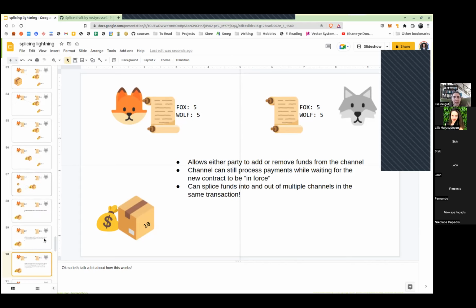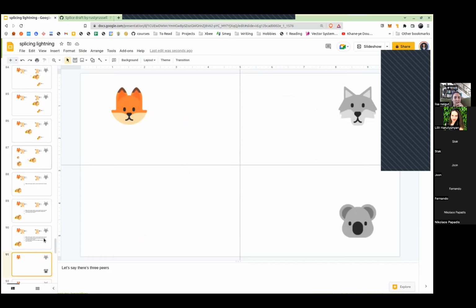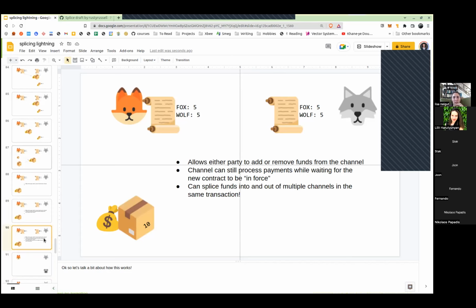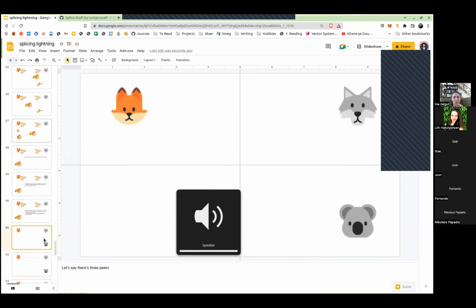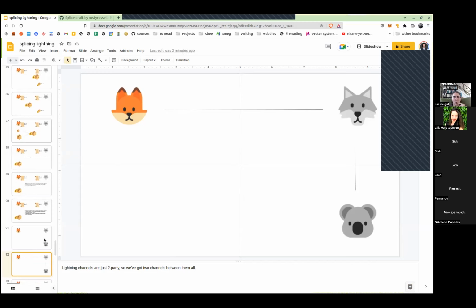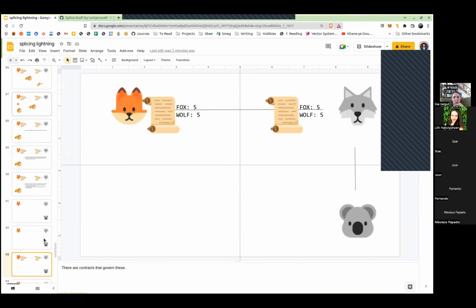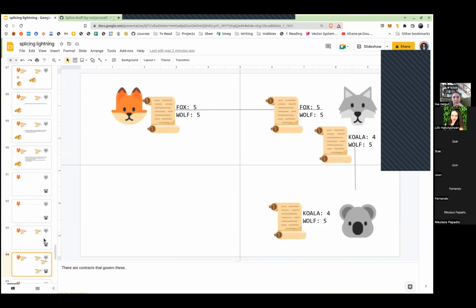And then the last thing, which is pretty cool about splicing, and I've got a few more images to go over here, is that you can splice funds into and out of multiple channels in the same transaction. I think this is a useful thing to see. So let's say instead of 2 parties with 1 channel, we've got 3 parties with 2 channels. Since Lightning channels are 2-party right now, we've got 2 channels between them. So again, there are contracts that govern them. And I'm not showing the on-chain stuff right here. I'm just showing how stuff works.